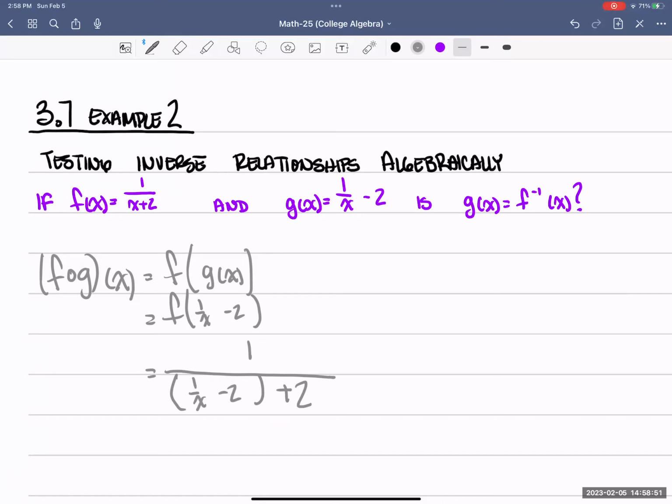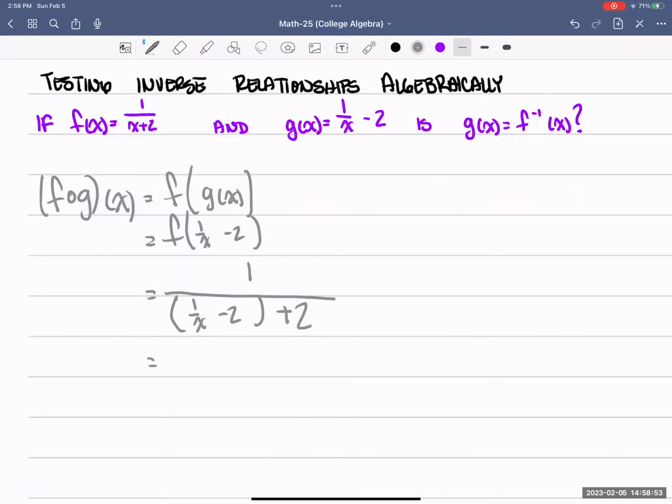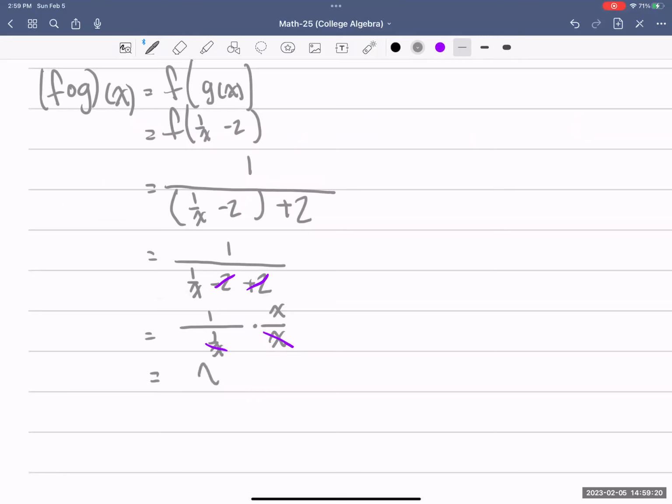From here, we could drop those parentheses and see what we end up with. We end up with 1 over 1 over x minus 2 plus 2. These two subtract out, and we're left with 1 over 1 over x. In order to rationalize this, I'm going to multiply x to both top and bottom. In the denominator, those two divide out, and we're left with x. So far we're off to a good start. f of g of x is equal to x.